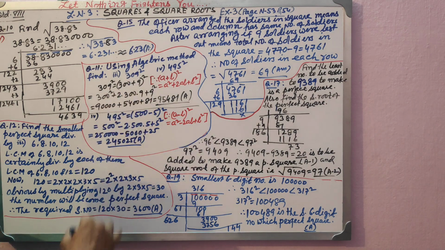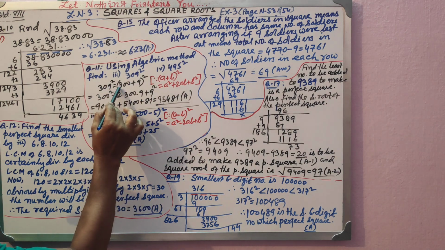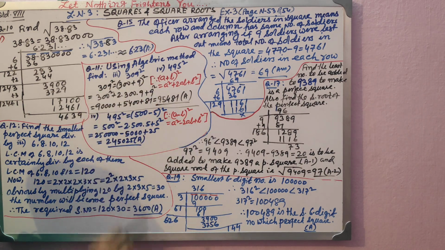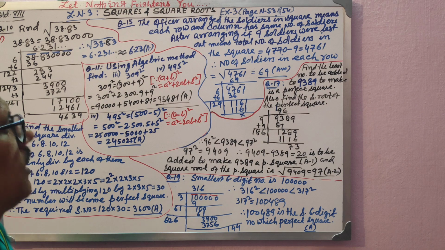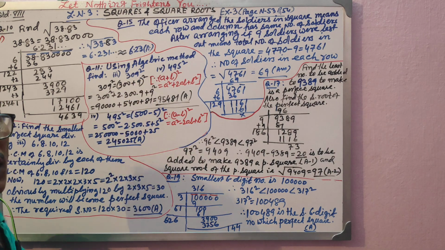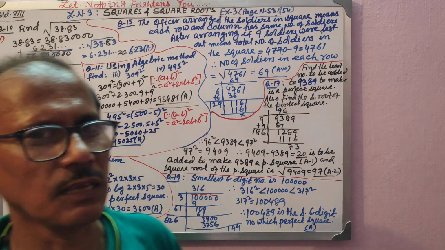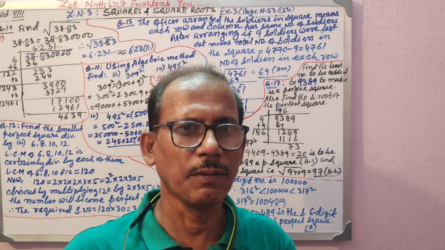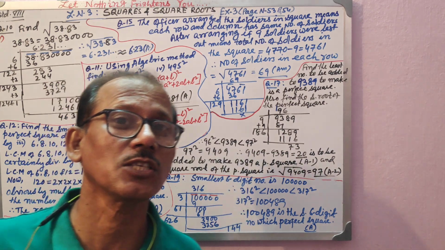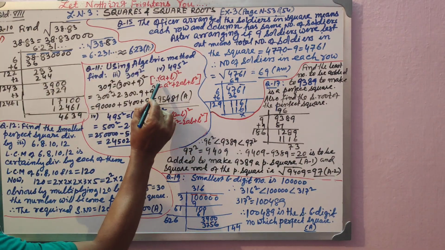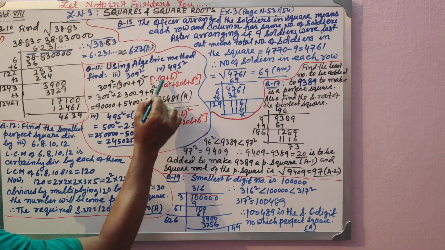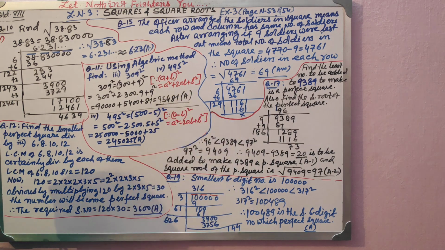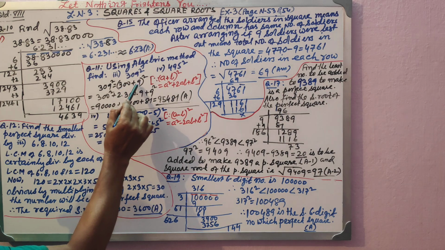So 309 square, if you make 309 as 300 plus 9, that becomes a whole square. So 309 square is equal to 300 plus 9 whole square, a plus b whole square. You know the basic formula of algebra: a plus b whole square is equal to a square plus 2ab plus b square, and a minus b whole square is equal to a square minus 2ab plus b square. So here it comes in the formula: a plus b whole square is equal to a square plus 2 into a into b plus b square. In that formula, here is a, here is b.